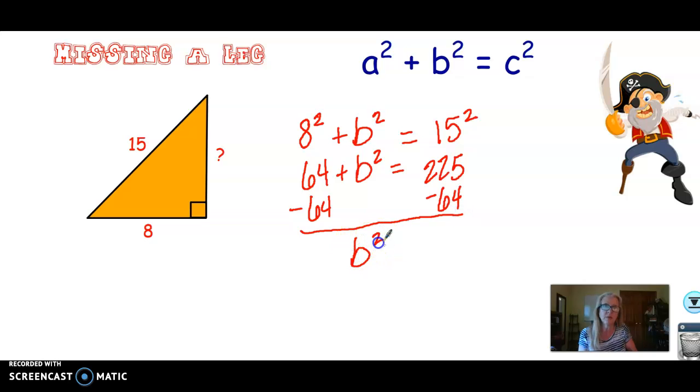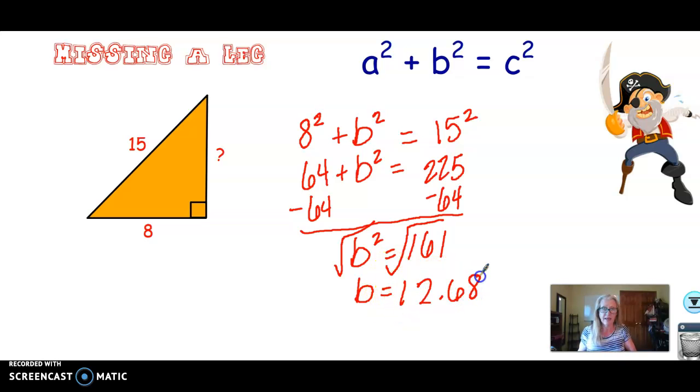That gives me b squared is equal to 161. And now, last step, always take the square root of both sides. Well, when we put this in the calculator, the square root of 161 is 12.6885. On all these assignments, we tell you to round to the nearest tenth, which means you only want one number after the decimal.